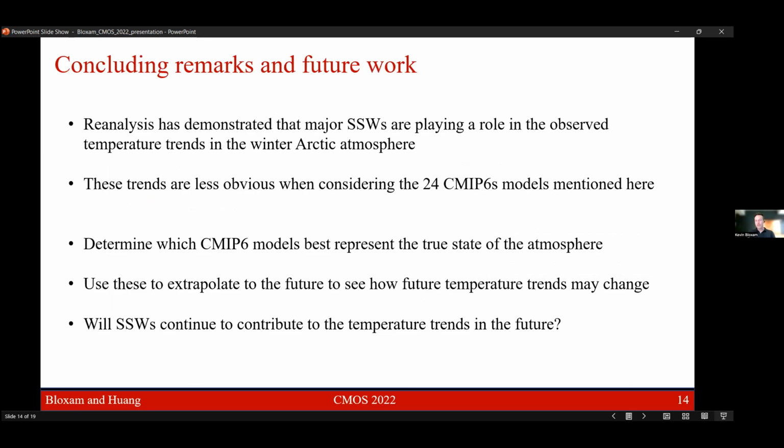So, concluding marks and future work. So we saw with reanalysis that major SSWs are playing a role in the observed temperature trends in the Arctic. These trends are less obvious when we're considering CMIP6 models here.